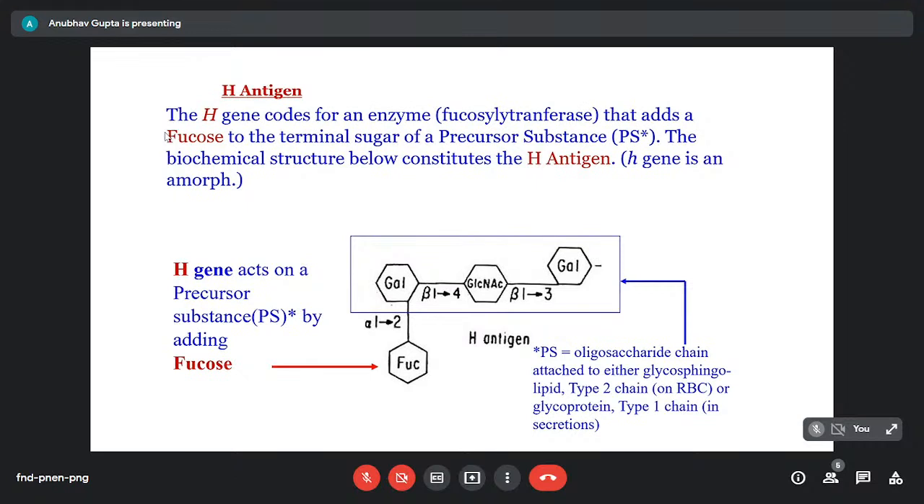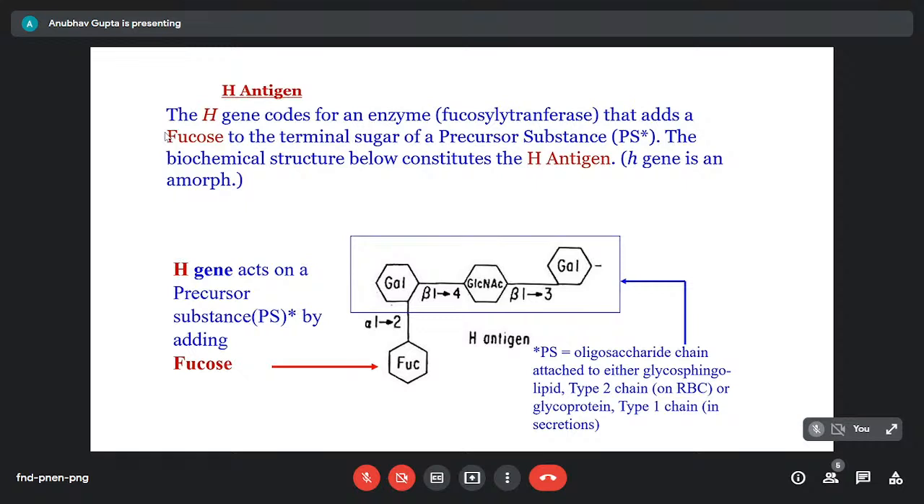So between the two galactose we are having an N-acetyl glucosamine. So this is the precursor substance. On that precursor substance we have the H gene, which adds fucose at the alpha 1,2 position to the galactose. So the fucose is added to the galactose and H substance is formed.